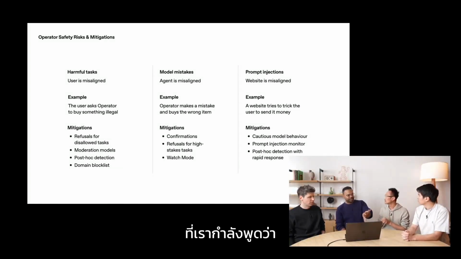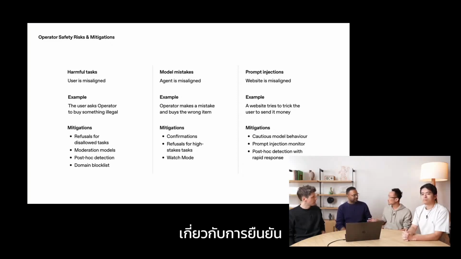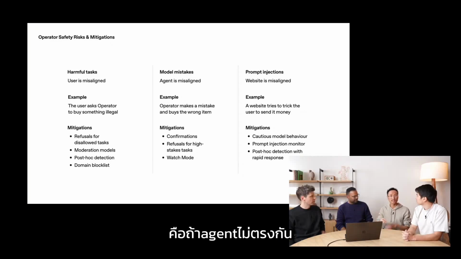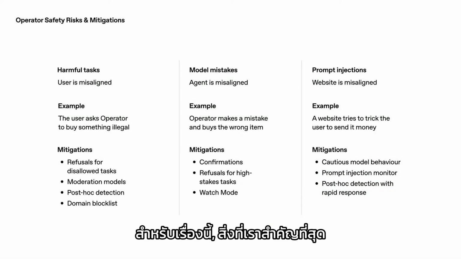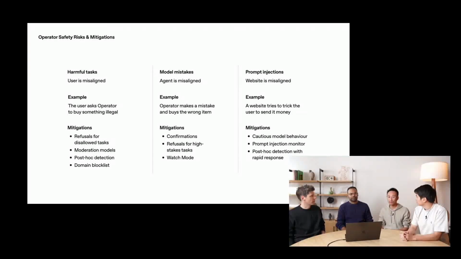So all the confirmations that we're saying, hey, do you want to reserve the restaurant? Yeah, should you buy the tickets? Those are all examples of the safety. Exactly. Yeah. And I'm about to talk about the confirmations. So another area of misalignment is if the agent is misaligned. So if the model makes a mistake, maybe purchases the wrong item or books the wrong hotel room. For this, our main mitigation is confirmations. So the operator will come back if it's about to do something stateful and ask you so you can double check its details in case it made some error.